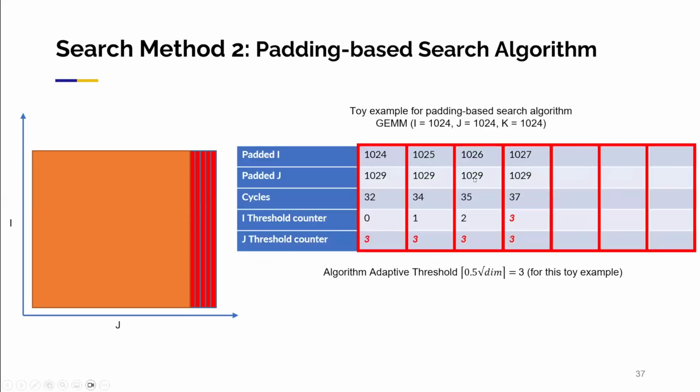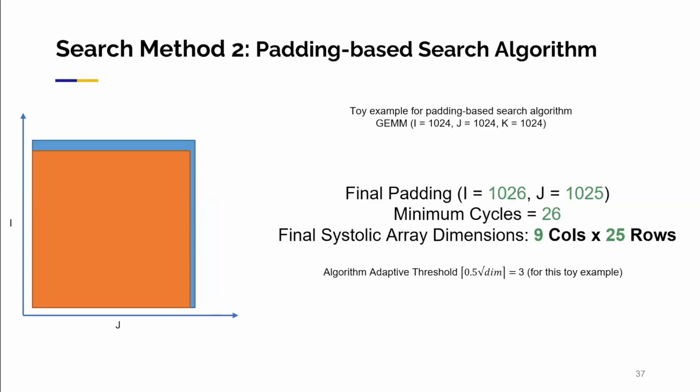Eventually, we see that the overhead of the zero padding exceeds the benefit of the tiling factors that we can get. And then the final padding would be 1026 by 1025. And the minimum cycles is 26, and the dimensions of the systolic array is 9 by 25, which does not divide the original problem size, but can give us better performance.